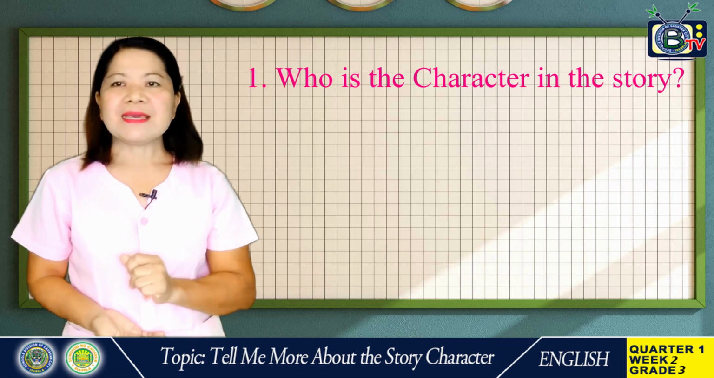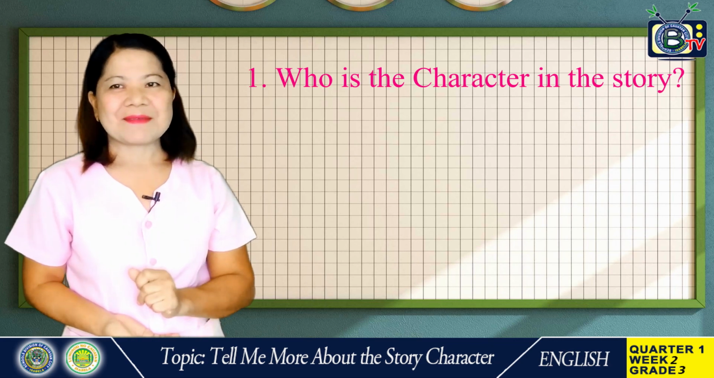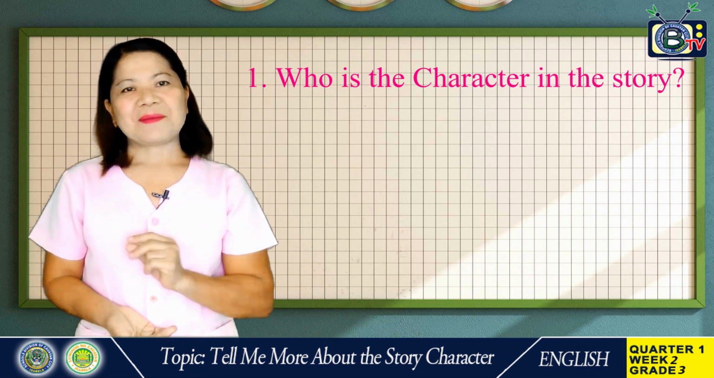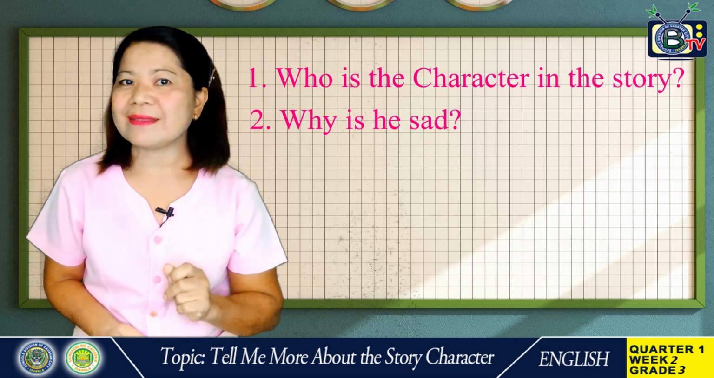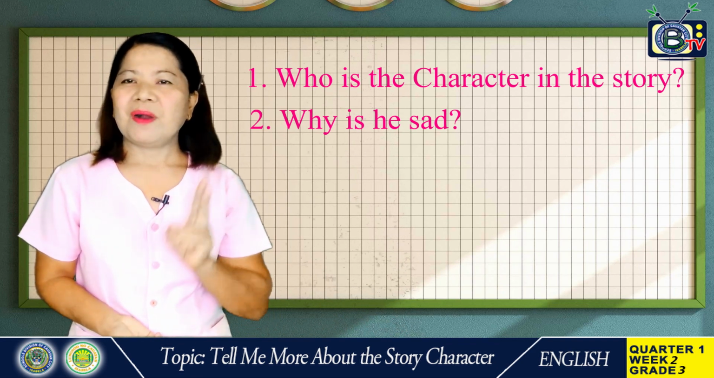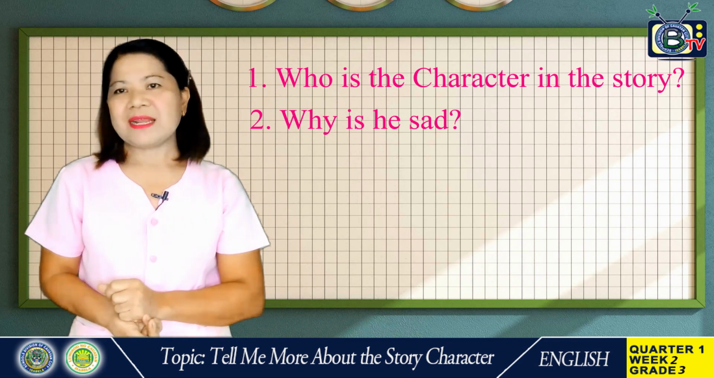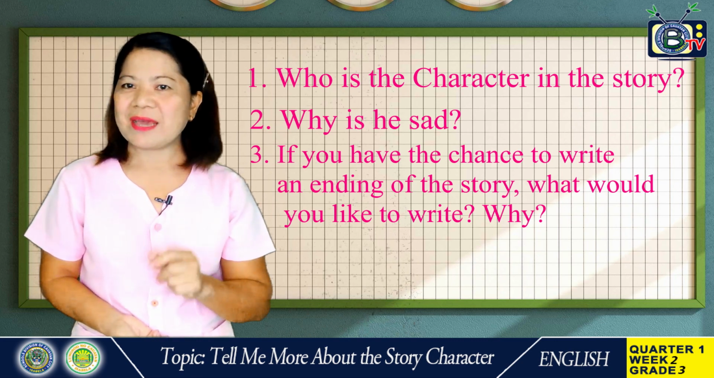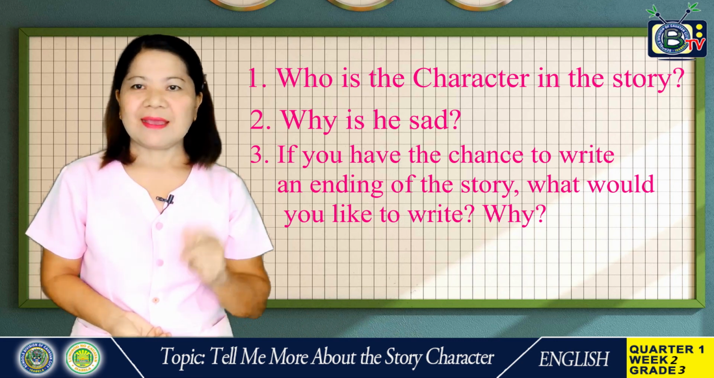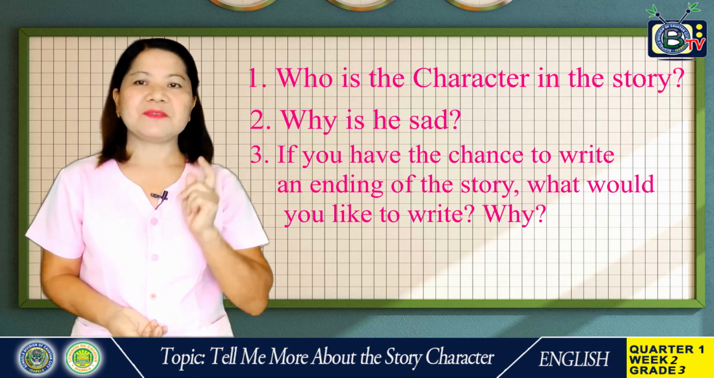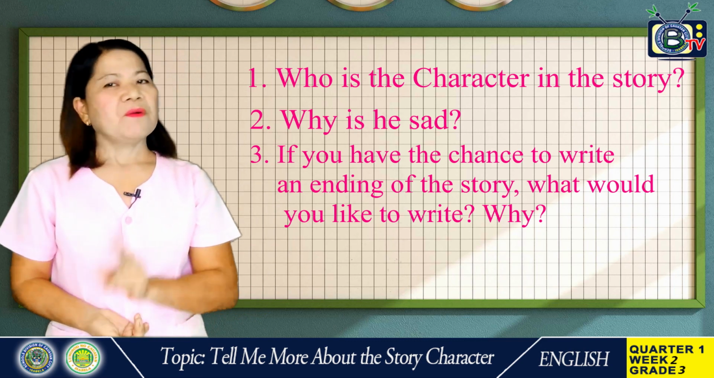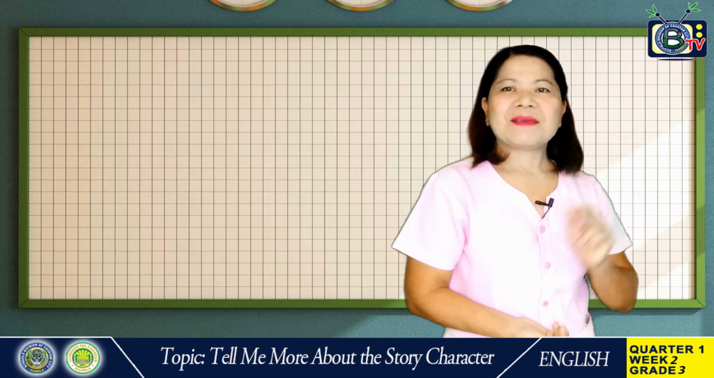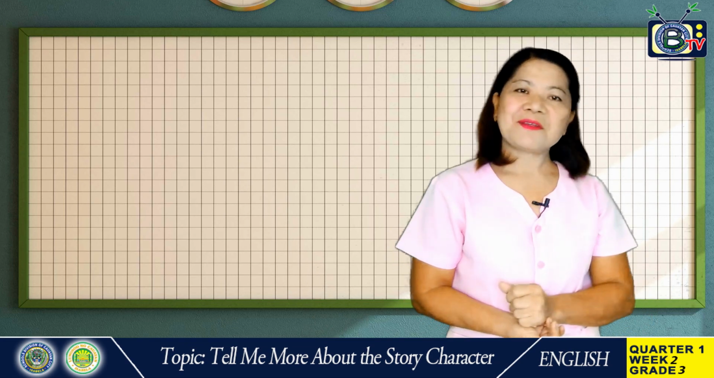Number 1, who is the character in the story? Number 2, why is he sad? Number 3, if you have the chance to write an ending of the story, what would you like to write and why? Time's up, children! Continue again later, okay?